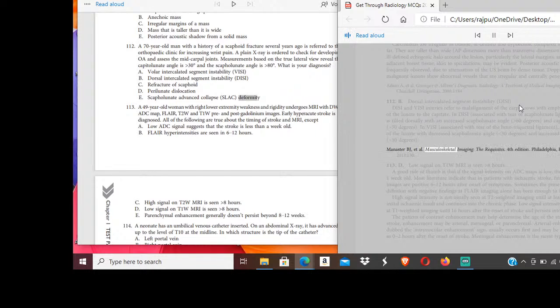Manaster BJ, et al. Musculoskeletal Imaging: The Requisites, 4th edition. Philadelphia, PA: Mosby Elsevier, 2013:130.